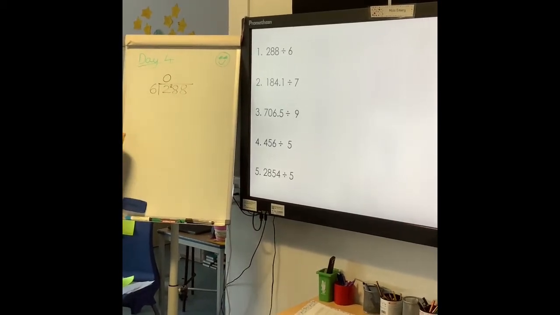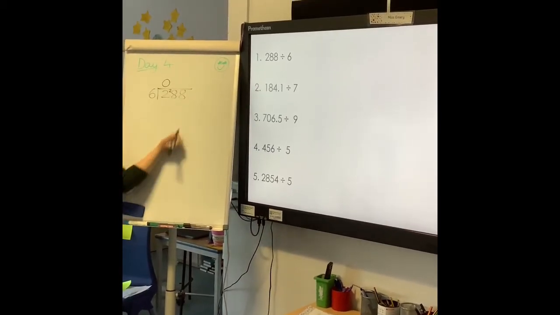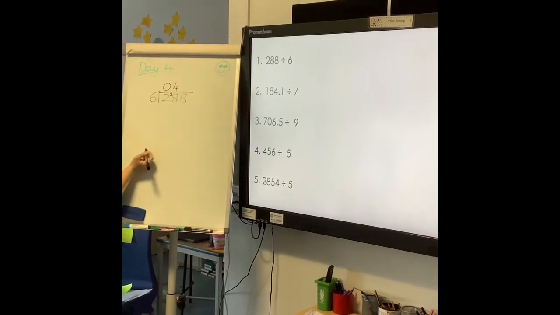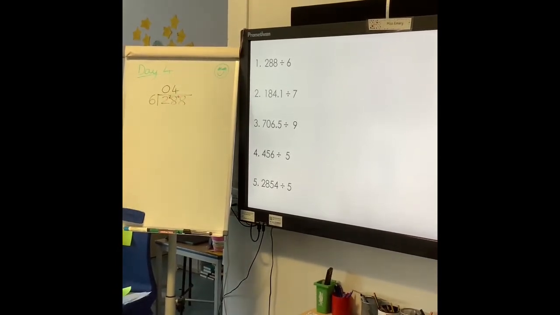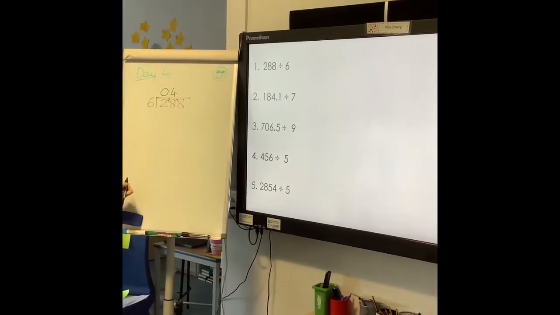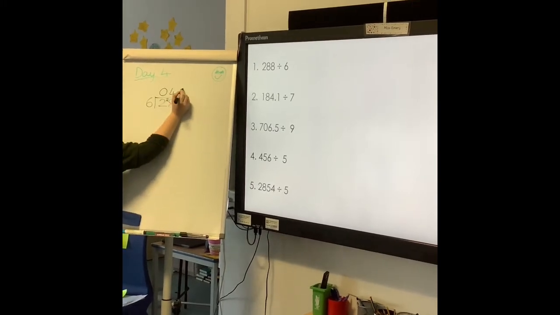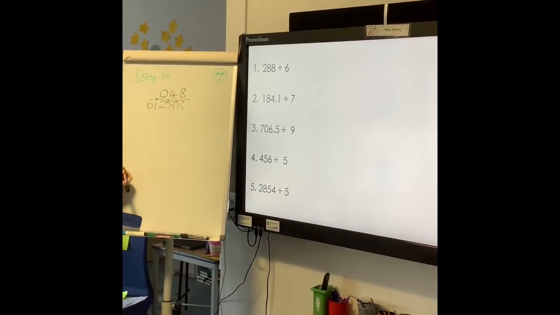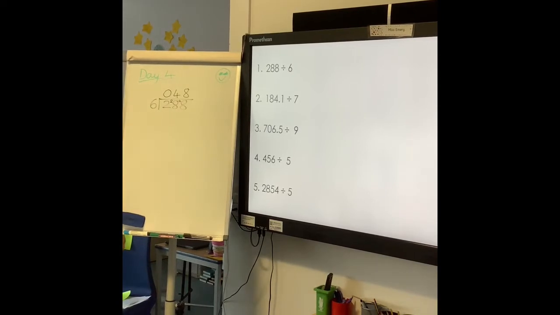The closest you can get to 28 in the 6 times table is 24, which is 4 lots of 6. You then have 4 left over. You can get to 48 in the 6 times table because that is 8 times 6. So the answer to the first one is 48.